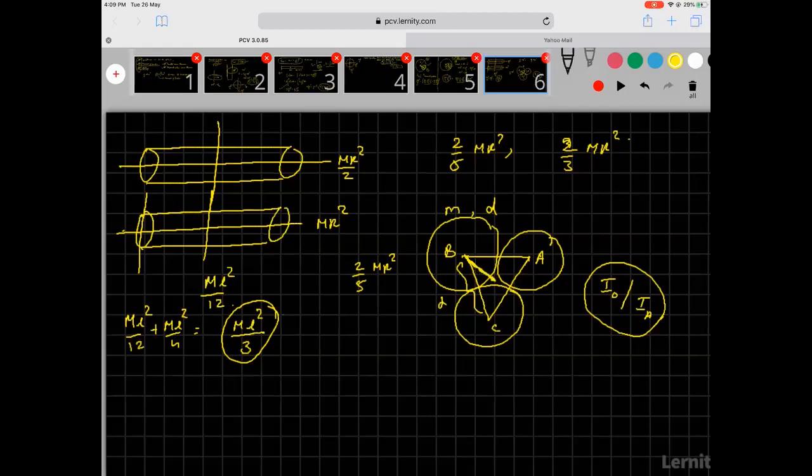Now the question is, what is the distance from the centroid? So the distance from the centroid, you can find out how much? So you have a triangle. You have this. This is A. So this is what? A by root 3. No, you divide it into 3 parts and then you take 2 parts.